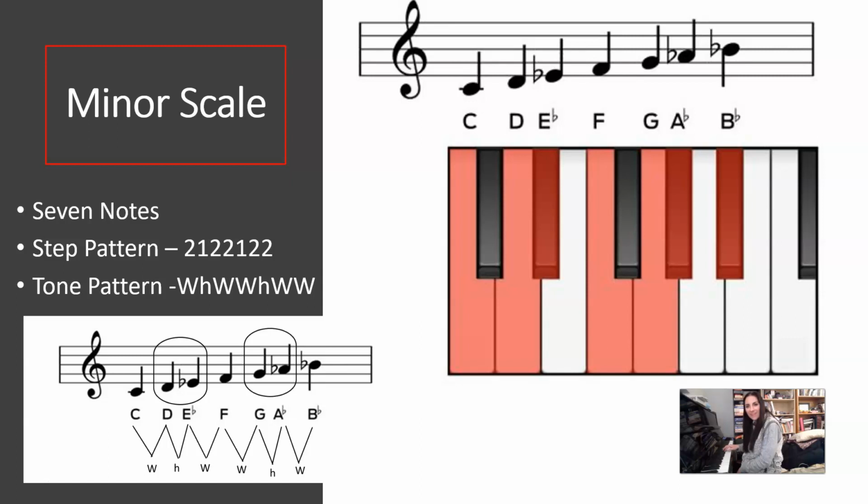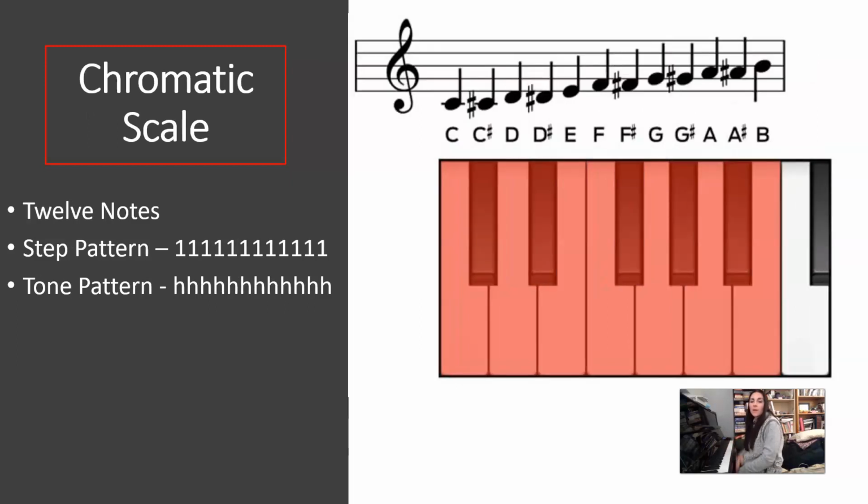Weird, right? I played it right. It's crazy. That's the minor scale. A really easy minor scale is the A scale, all white keys, starting on A. There you go. Chromatic is the easiest scale you can play.